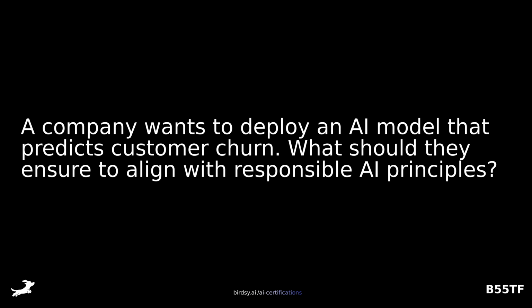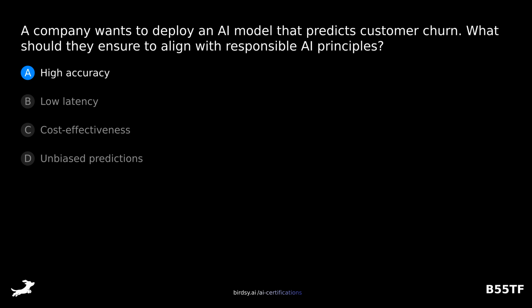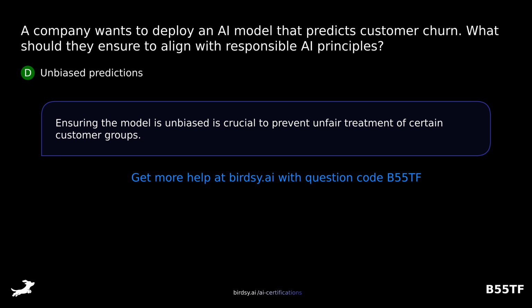A company wants to deploy an AI model that predicts customer churn. What should they ensure to align with responsible AI principles? Is it A, high accuracy, B, low latency, C, cost effectiveness, or D, unbiased predictions? The answer is D, unbiased predictions. Ensuring the model is unbiased is crucial to prevent unfair treatment of certain customer groups.